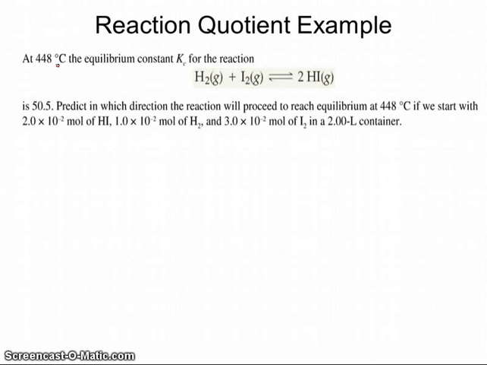Since we don't know if this system is at equilibrium or not, we're going to start by calculating Q. That's our snapshot for K. For this reaction, since everything's in the gas phase, Q should equal the concentration of HI squared divided by the concentration of H2 times the concentration of I2. And so now we just need to enter those numbers.